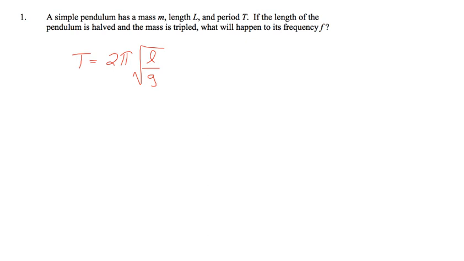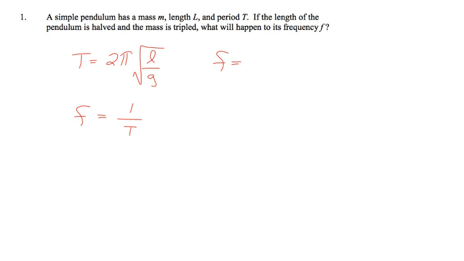Well, the formula for frequency, now frequency and angular frequency are not the same thing. Angular frequency is the omega, and frequency is the italic f, and that is 1 over the period. So to figure this out, I want the formula for frequency in terms of the variables that may or may not affect it.